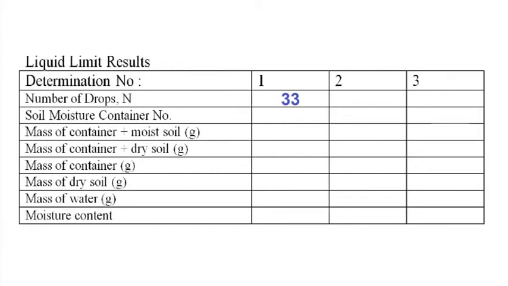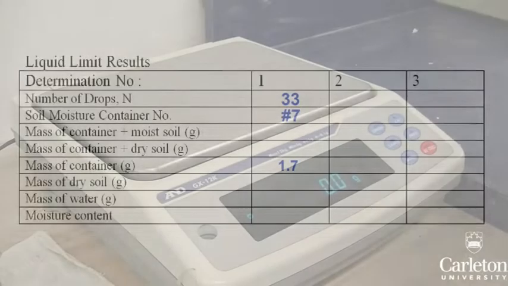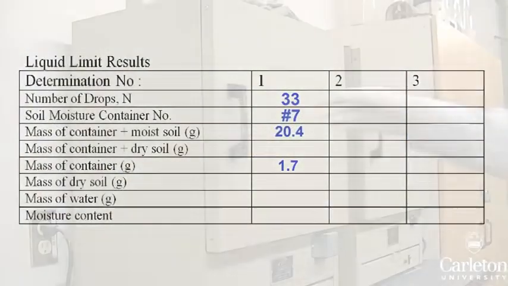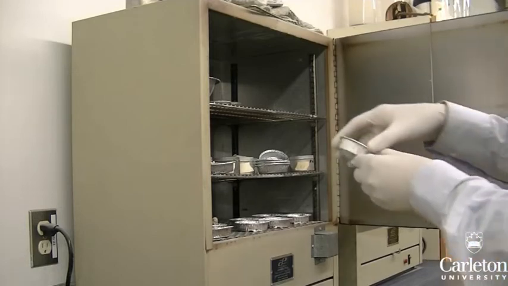Now determine the moisture content of the sample. To do this, take a moisture container and identify it with a number. Then record the mass of the empty container. Place a small amount of the sample in the container and record its mass. Place the sample in an oven for 24 hours to dry.